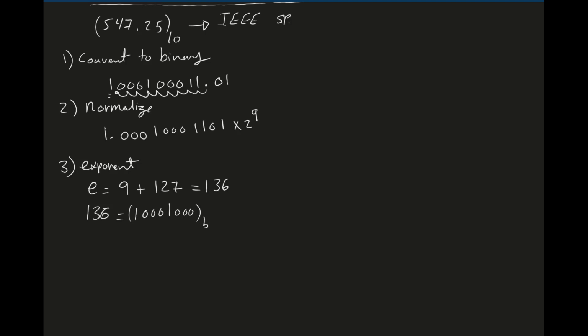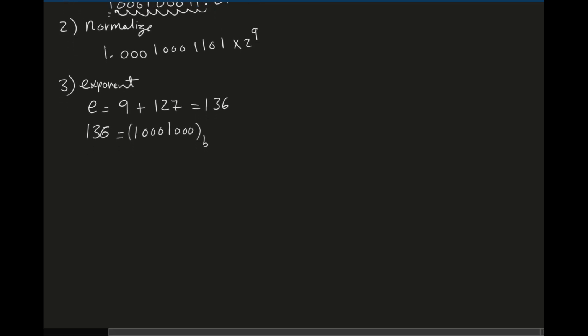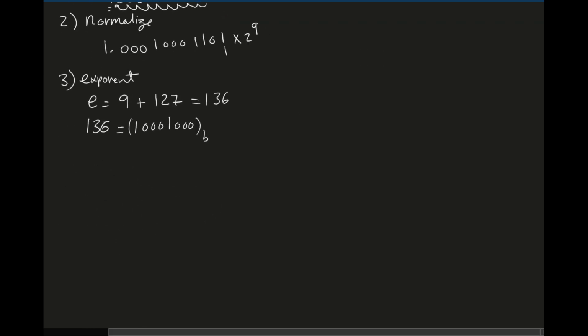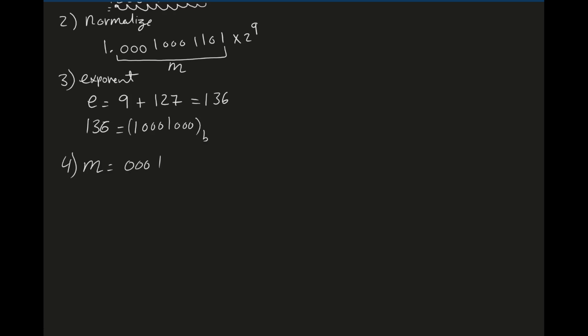And then the remaining bits, like I said, become my mantissa. So these bits are going to be my M. So maybe I can write this as another step. M is 00010001101. Now I can put it all together.